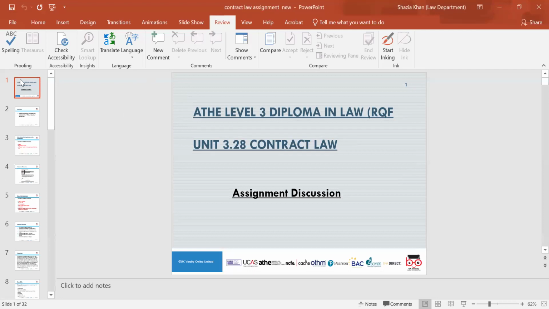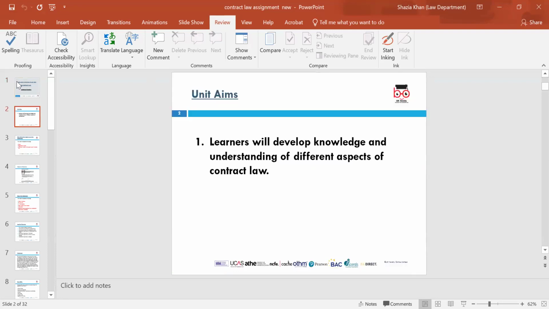So the slides are up here. So the ATHE Level 3 Diploma in Law, Unit 3.28, Contract Law, and it is the assignment discussion now. So the unit aim is that learners will develop a knowledge and understanding of different aspects of contract law. So as we've looked at each learning outcome, give you a summary of that, it identifies different elements of contract law, things as offer, contractual agreement, terms, breaches, damages, things like that, mistake, misrepresentation. So we've been through all that. Now we're going to go on to the assignment.